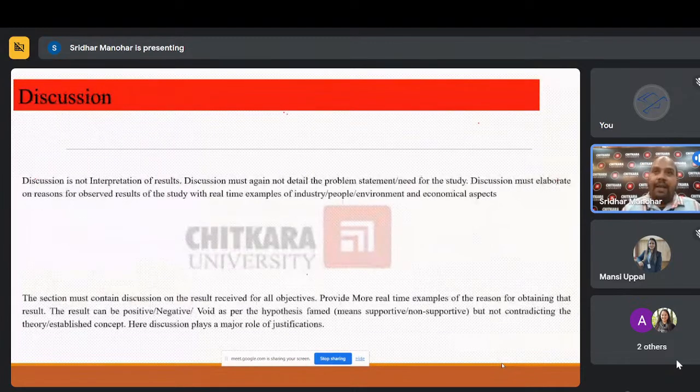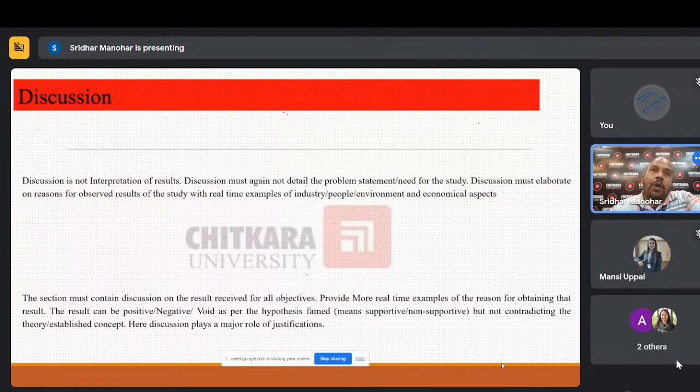So discussion, again, is a very important part where many researchers fail, because they start interpreting the result in the discussion section. The discussion section is not an interpretation area. You need not interpret anything. The result interpretation would be a different section.